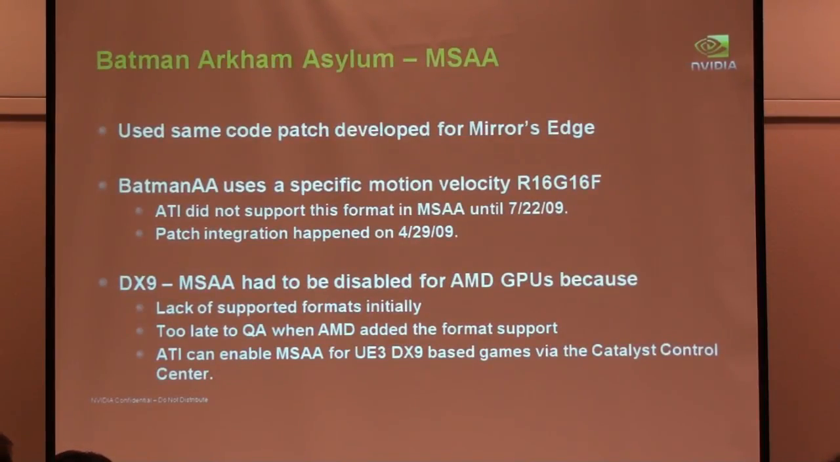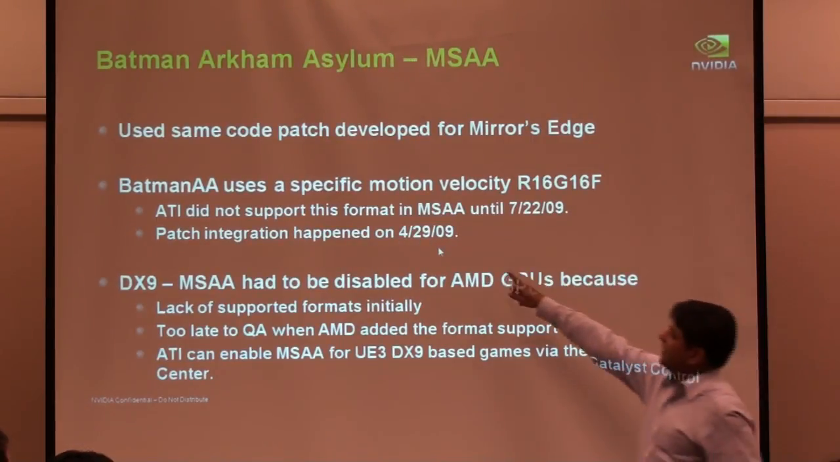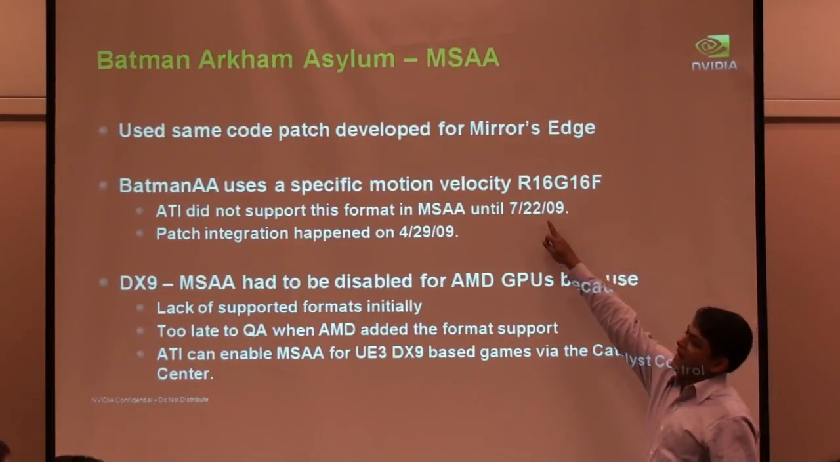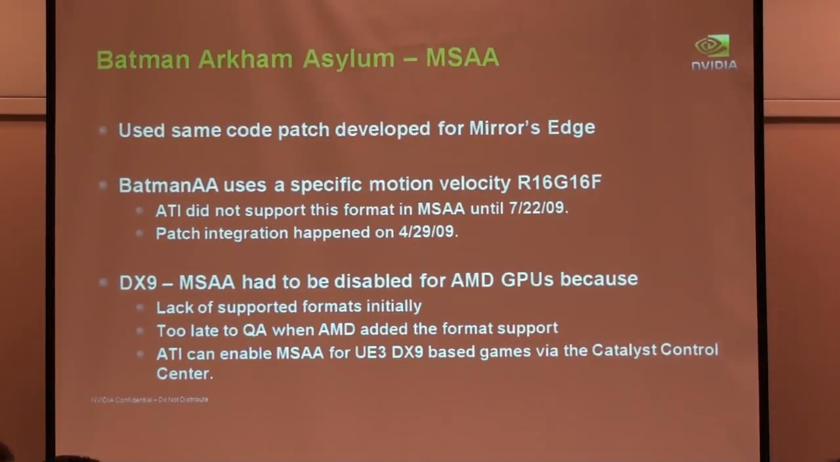So this talks about exactly what it was. This patch integration was April 29, whereas AMD supported MSAA in this format, and this is exactly the format used for the motion blur, which is a really critical part because Batman is moving around. So there's all kinds of motion blur effects, and those need that format support, and you can go try it out yourself.